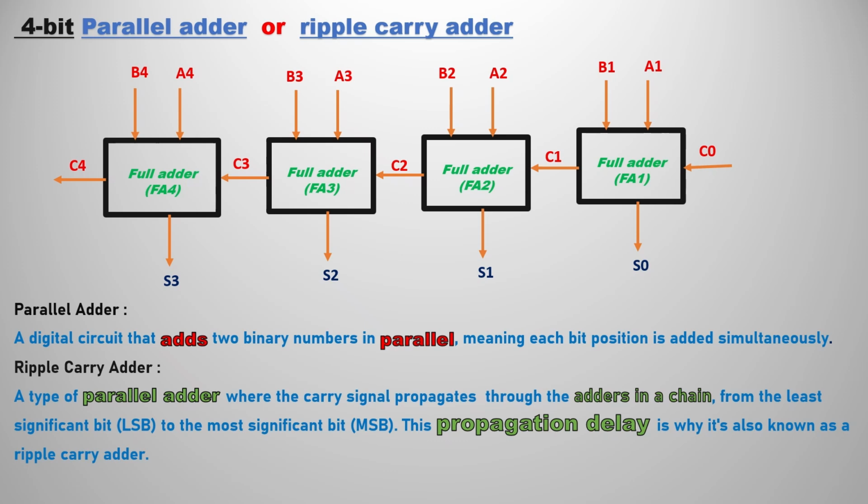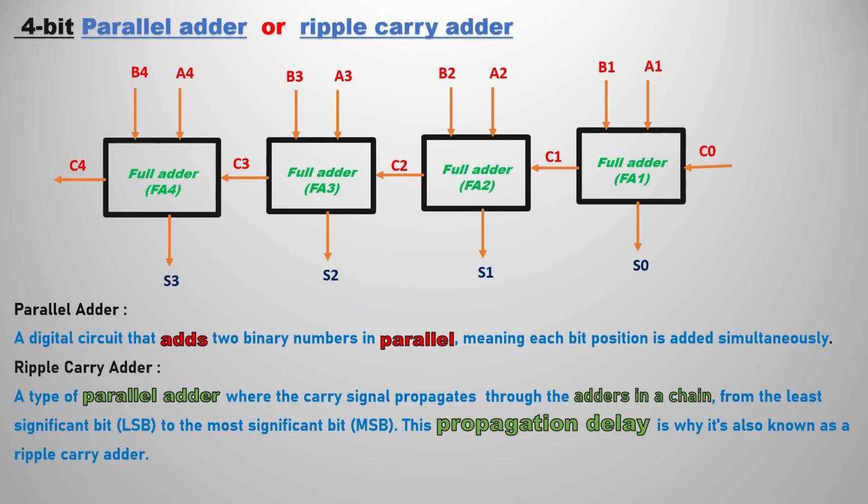Now let's understand what is meant by parallel adder and ripple carry adder with some definitions. The definition of a parallel adder: a digital circuit that adds two binary numbers in parallel. In this meaning, each bit position is added simultaneously. At a time, all of B1 A1, B2 A2, A3 B3, B4 A4 will be added, and it produces the sum bits S1 S0 and so on. This is known as a parallel adder, because it adds at a time, parallelly, or we can say the inputs are passed at a time parallelly.